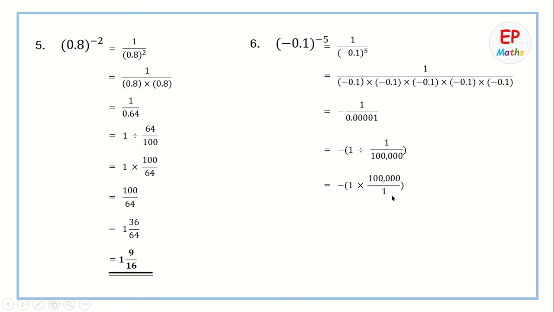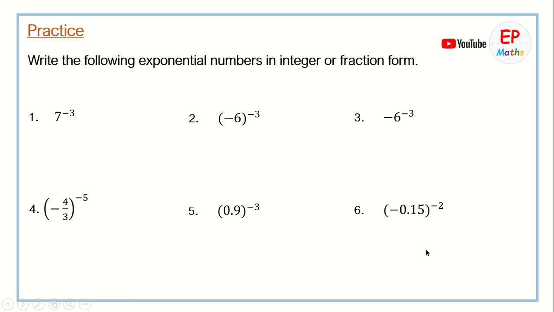100,000 out of 1. This is just the reciprocal of 1 out of 100,000. This is because we are actually dividing a fraction. So we get negative 100,000 as our final answer. I believe that you have really understood how to deal with negative exponents. Okay? Now, do some practice. Number 1, 2, 3, 4, 5, and 6.